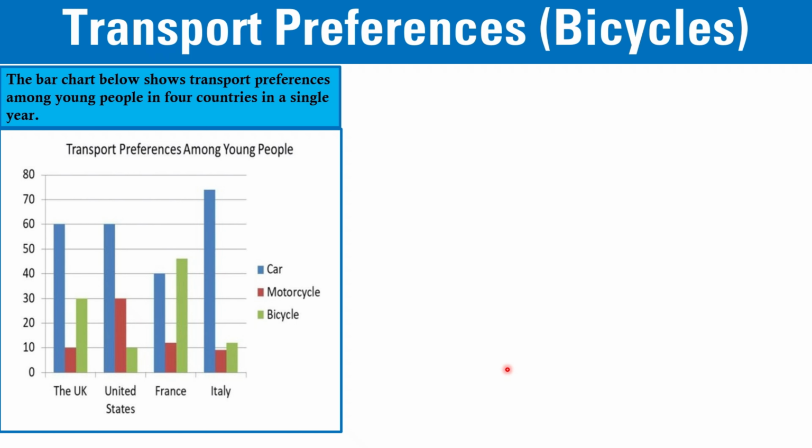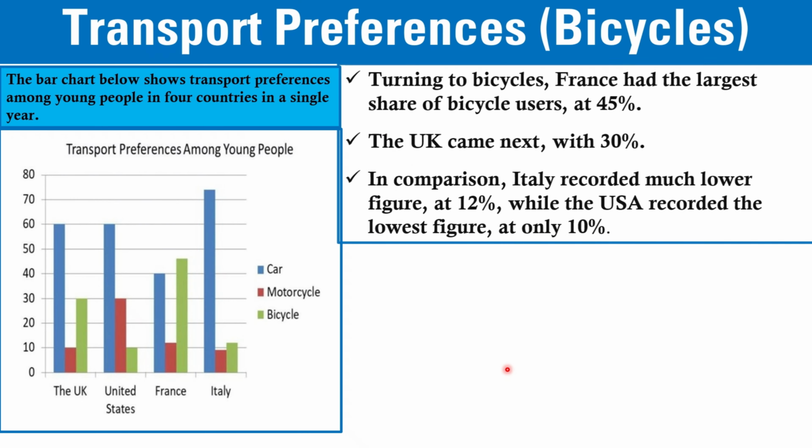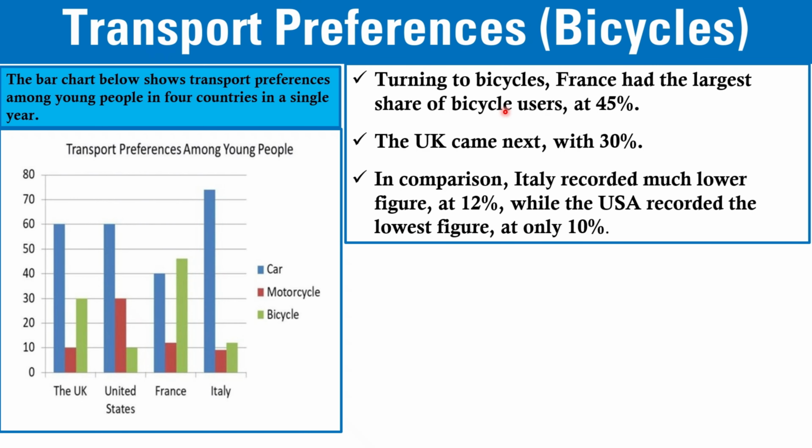First, France had the largest share of bicycle users at 45%. Then, the UK came next with 30%.